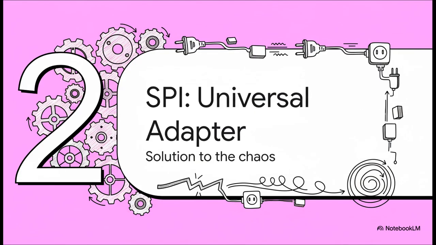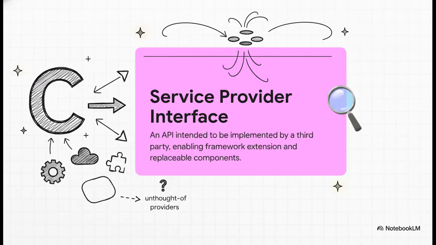Okay, so what if there was a better way? A more elegant solution to all this integration chaos? Well, there is, and it's called the Service Provider Interface. Think of it as the secret ingredient for building systems that are genuinely plug and play. So let's get the official definition out of the way. An SPI is basically an API that's designed to be implemented by somebody else. The entire point is to let you swap out components, which gives your main service this superpower to work with providers that you haven't even heard of yet.